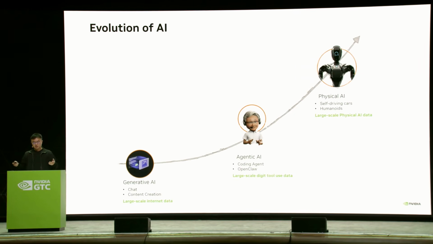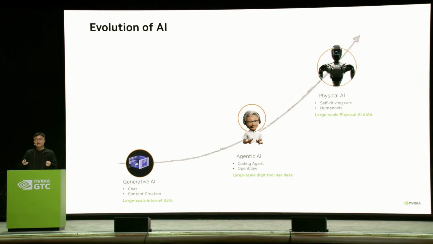And now, with the coding agents becoming better, you can actually use them to simulate output, interact with your digital tools. As long as the result is verifiable, then you can quickly generate huge amounts of training data. So I believe agentic AI will also be very successful because we have a way to create large-scale digital tool use data. Right? Gen AI is successful because of a huge amount of large-scale data, and agentic AI is gonna be successful because we have a way to create a huge amount of digital tool use data.